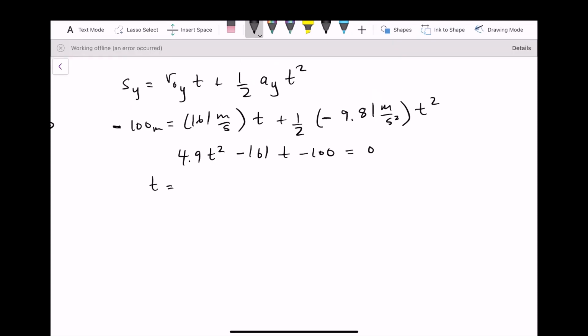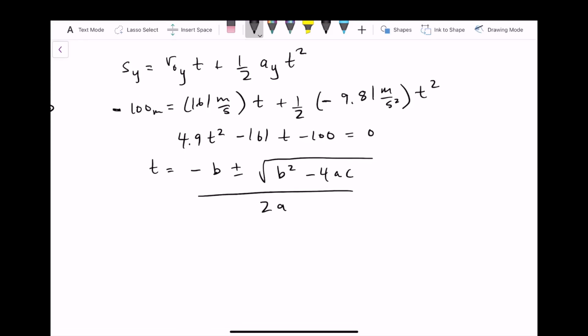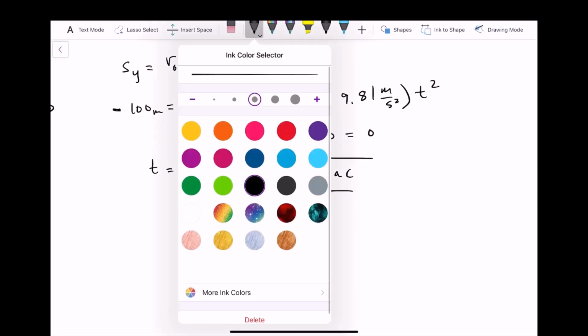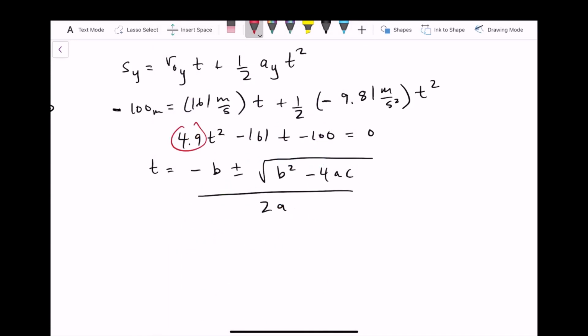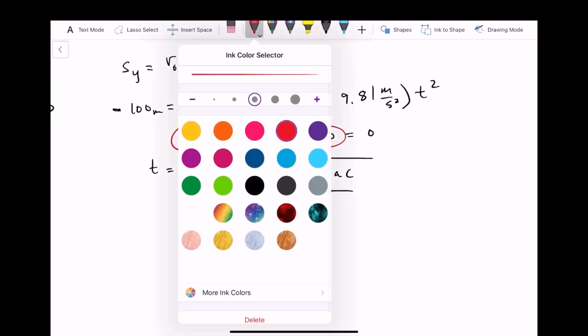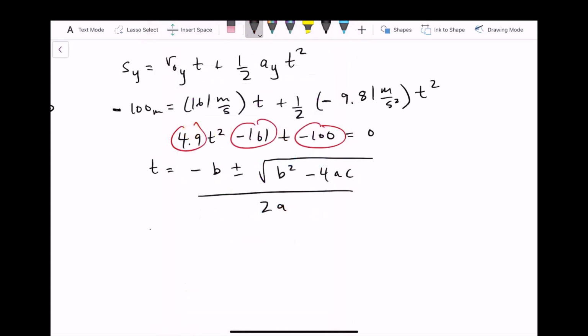We'll write it out. t is equal to, remember, negative b plus or minus the square root of b squared minus 4ac, all over 2a. And you're going to say, well, what are these a, b, and c? Remember, that's just from the quadratic formula, where our a value is this, our b value is this, and our c value is this. So we can sub those in.